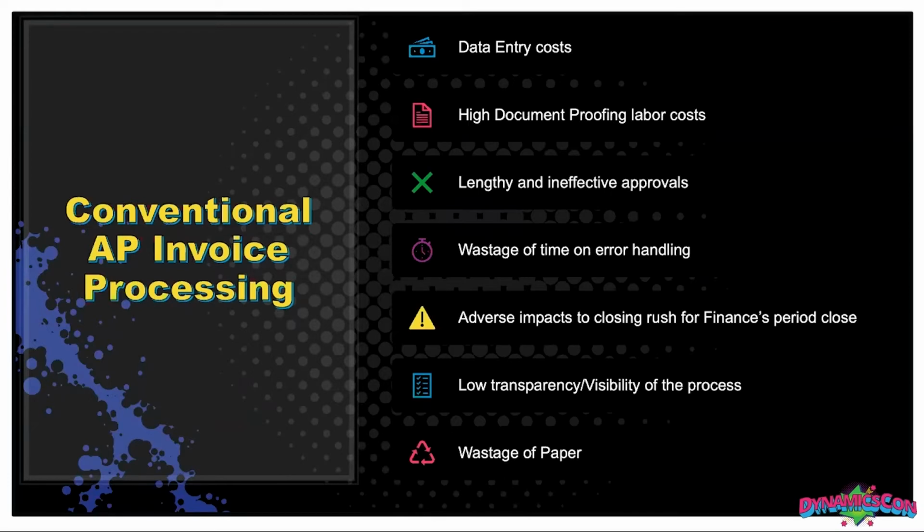You can just go in your region and check the average salaries of the AP resources that you have. You can divide it by hours or by the number of invoices your organization processes, and you will get to know how much you are spending per invoice on those hard labor cost resources. Then there are high document proofing costs, because normally in a conventional setting, you get a docket, a combination of different invoice and purchase order printouts and product receipt printouts, and then somebody will have to go through them, proofing them. So that's a lengthy process.